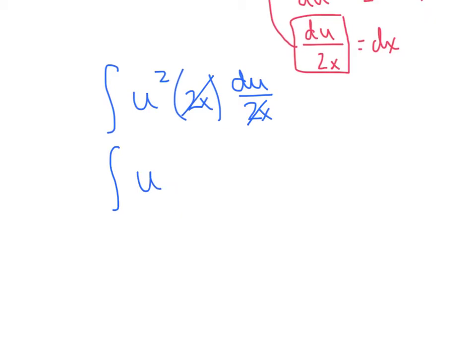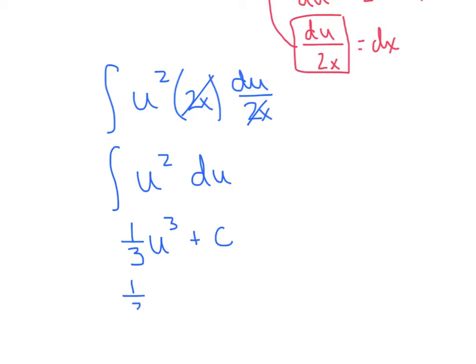What am I really integrating? U squared with respect to u. At this point in the problem, we've got to make sure we've got all of the x's canceled. The entire integral has to be in terms of u. That's mandatory. And so the antiderivative of u squared is simply 1/3 u cubed. Don't forget your plus c because it's an indefinite integral.